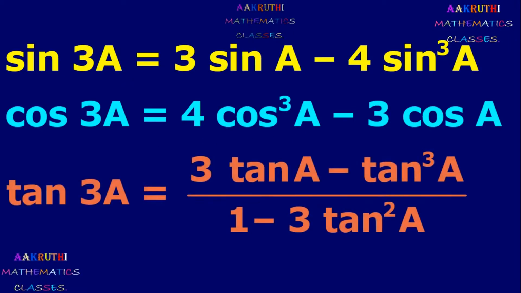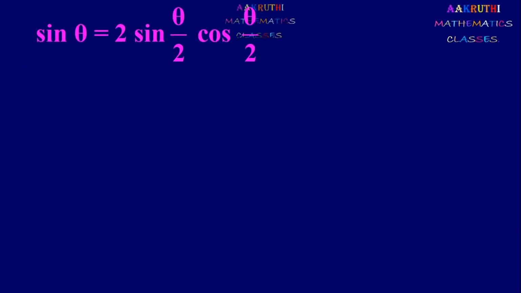And next formula, it is tan 3A. So tan 3A is 3 tan A minus tan cube A divided by 1 minus 3 tan square A. And next formula, it is sin theta.